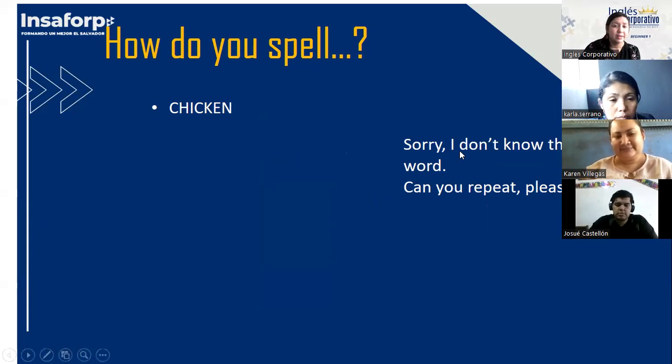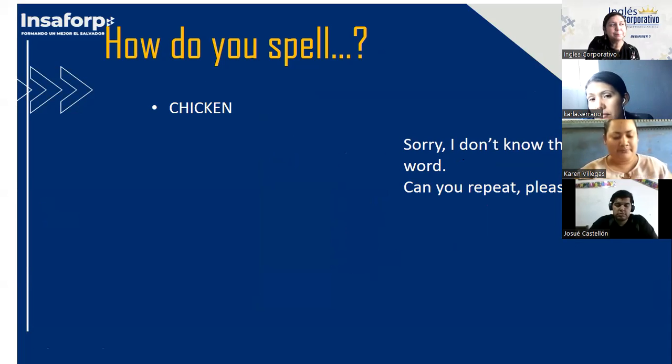Okay, so these are the expressions that you can use. For example, if I say, how do you spell microwave, for example, and you say, sorry, I don't know the word. And so if your classmate doesn't know the word, you can spell it. Si su compañero no sabe cómo se deletrea, usted lo puede deletrear para su compañero, ¿verdad? Or you can say, can you repeat, please? Así que, ¿qué vamos a hacer? ¿Alguien puede retroalimentar?